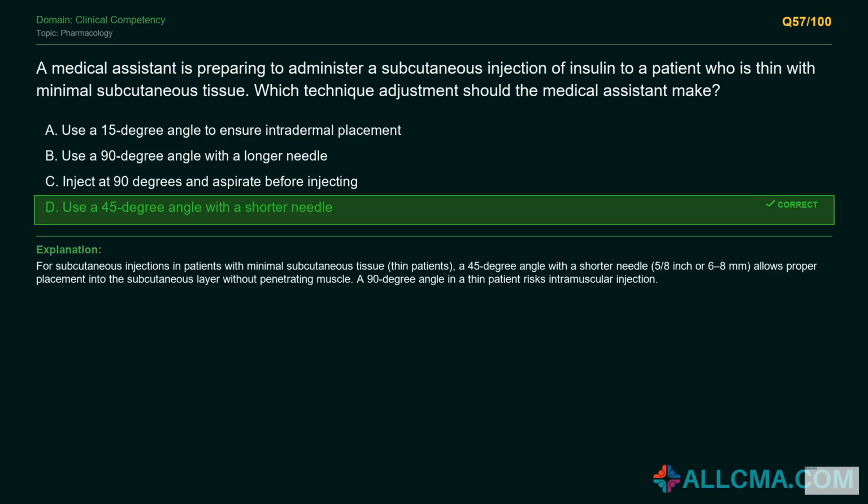The correct answer is D. For subcutaneous injections in patients with minimal subcutaneous tissue, thin patients, a 45-degree angle with a shorter needle, 5/8 inch or 6 to 8 millimeters, allows proper placement into the subcutaneous layer without penetrating muscle. A 90-degree angle in a thin patient risks intramuscular injection.